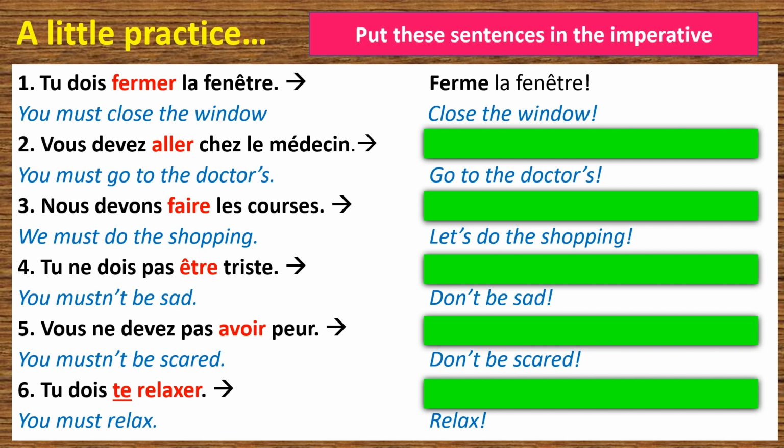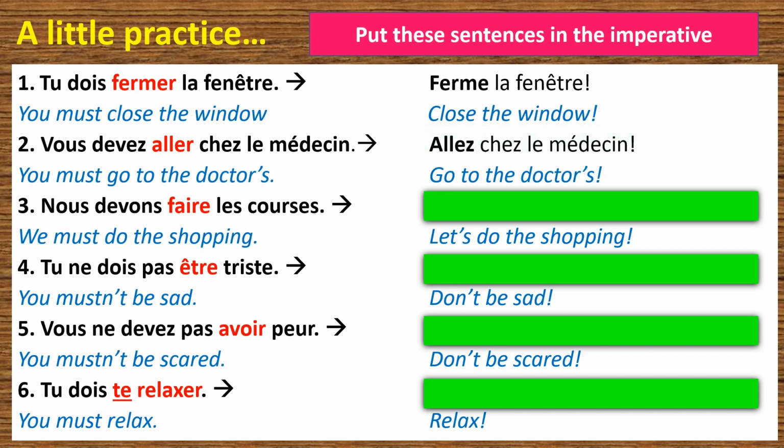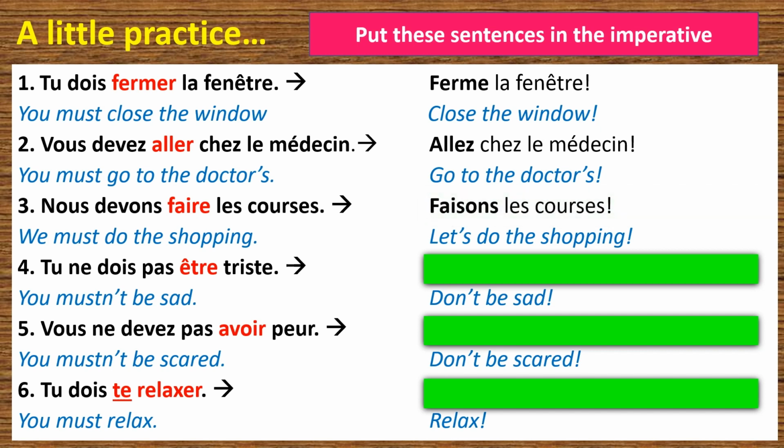For number 2, vous devez aller chez le médecin. We've got the infinitive aller. In the present tense, we would end up with vous allez, with EZ. Therefore, the imperative is allez chez le médecin. Number 3, nous devons faire les courses. We've got the verb faire. In the present tense, we'd end up with nous faisons. Therefore, the imperative is going to be faisons les courses.